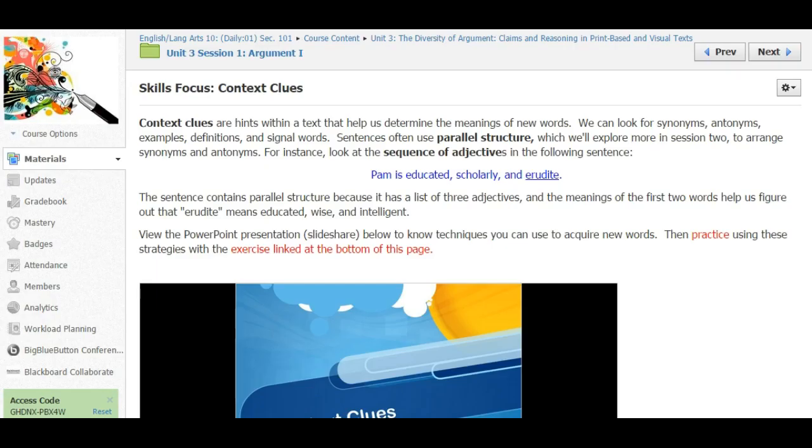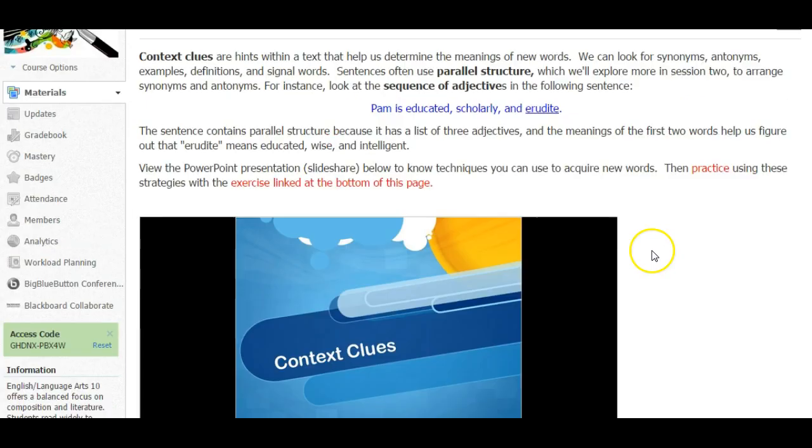We'll also take a look at context clues, because a lot of persuasion uses parallel structure, and that structure can help us figure out new words. So a little bit random, came from the district curriculum, but context clues as they fit into parallel structure, which we'll understand a little bit better through this unit.